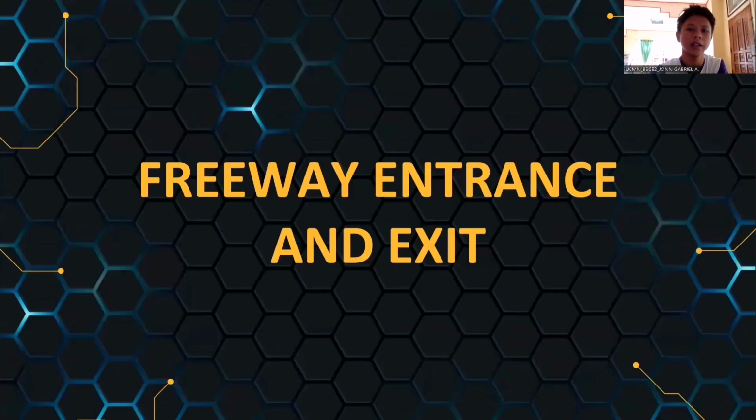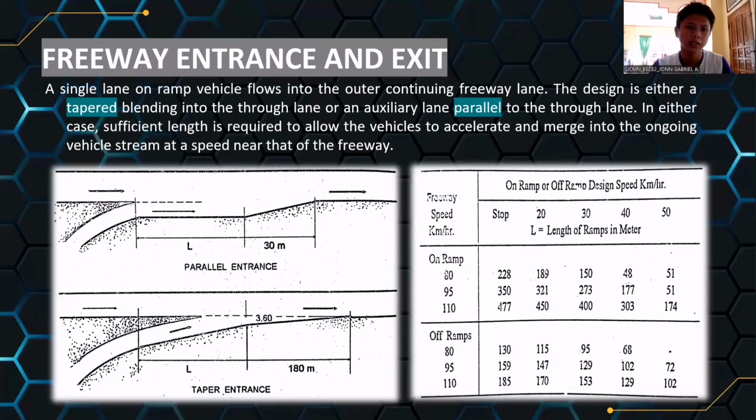My next subtopic is freeway entrance and exit. For a single lane on-ramp, vehicles flow into the outer continuing freeway lane. The design is either a tapered blending into the lane or an auxiliary lane parallel to the through lane. In either case, sufficient lane length is required to allow vehicles to accelerate and merge into ongoing vehicle streams at speed near to the freeway.